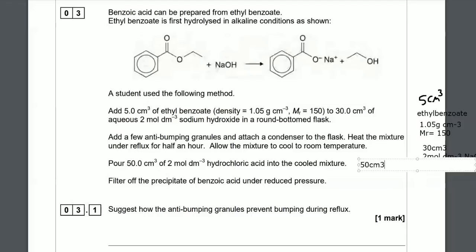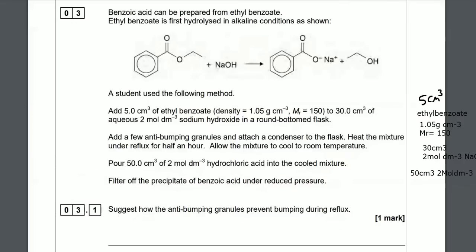Add a few anti-bumping granules, attach a condenser to the flask, heat the mixture under reflux for an hour, and allow the mixture to cool to room temperature. Pour 50 cm³ of 2 mol/dm³ hydrochloric acid into the cooled mixture. Filter off the precipitate of benzoic acid under reduced pressure.